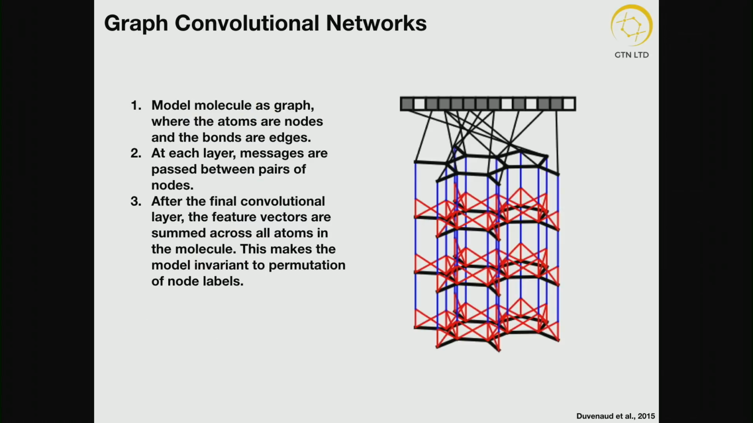To step through the actual processing of the information: you're starting with modeling your molecule as a graph, where your atoms are the nodes and the bonds between the atoms are edges. At each layer, you're passing messages between adjacent nodes, and as you get deeper into the network, the neighborhood gets larger. So you're eventually sharing information across the entire molecular graph. After the final convolutional layer, the feature vectors are summed across all of the atoms, and this makes the model invariant to permutation of node labels.